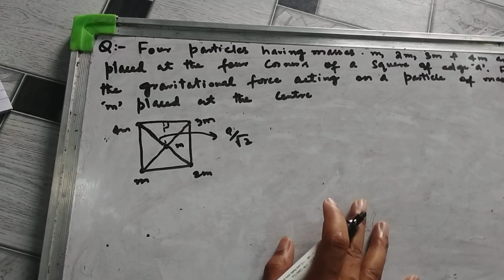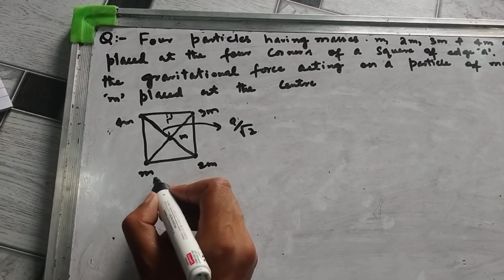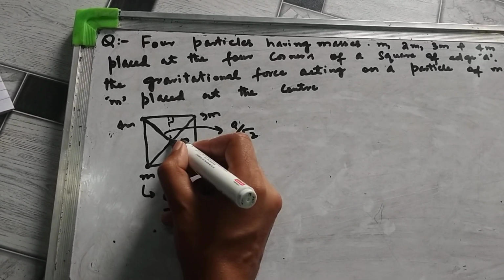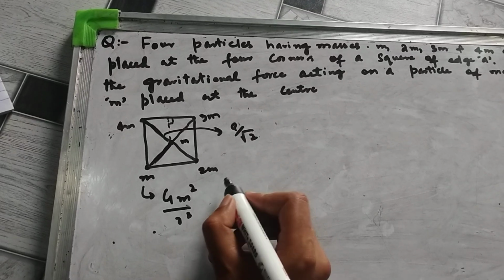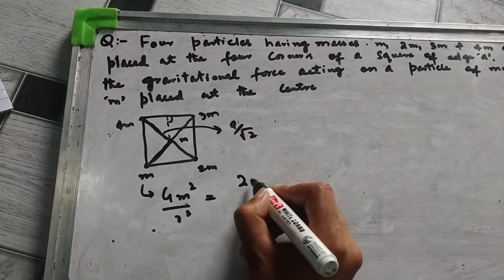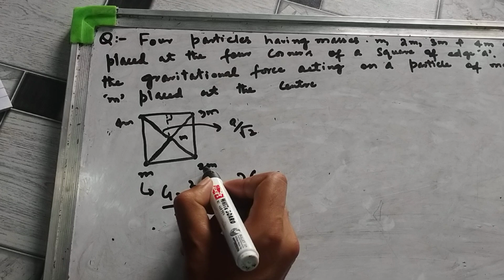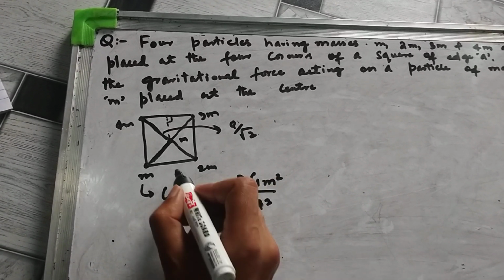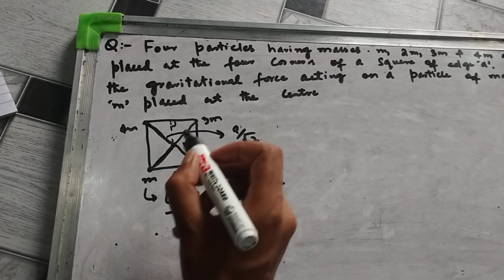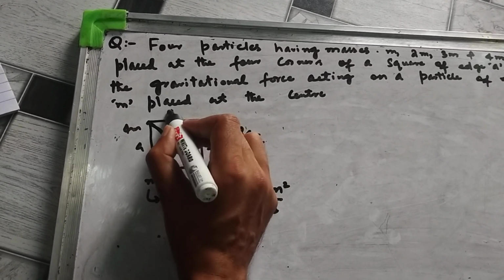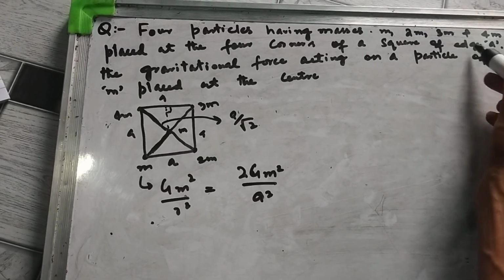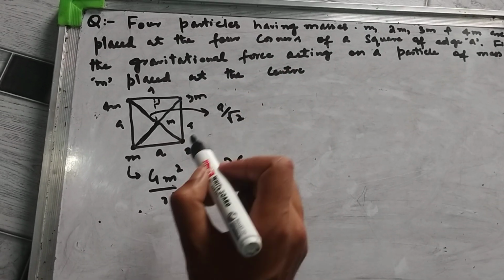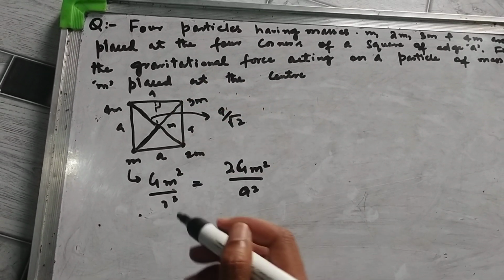So I am going to solve from here. The force exerted is equal to GM square upon r square from here to here. This force is equal to 2GM square upon r square, because this is 2M and M. Sorry, this side will be a, and this is a, this is a, this is a. The edge of the square is a. If this is a, this is also a, because this is a square.